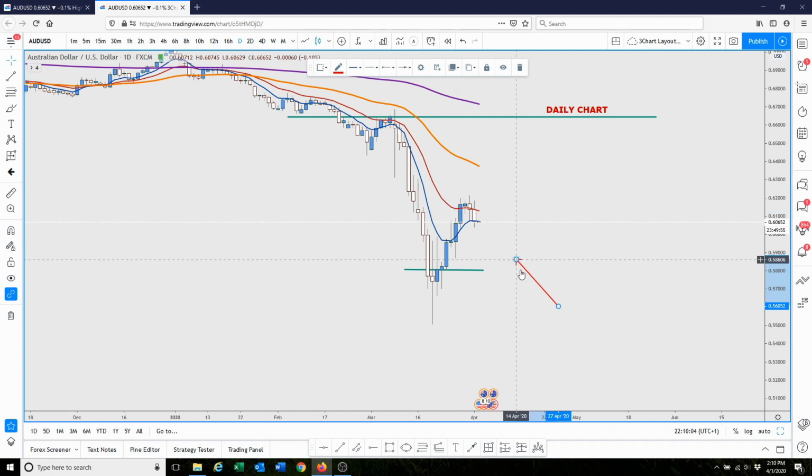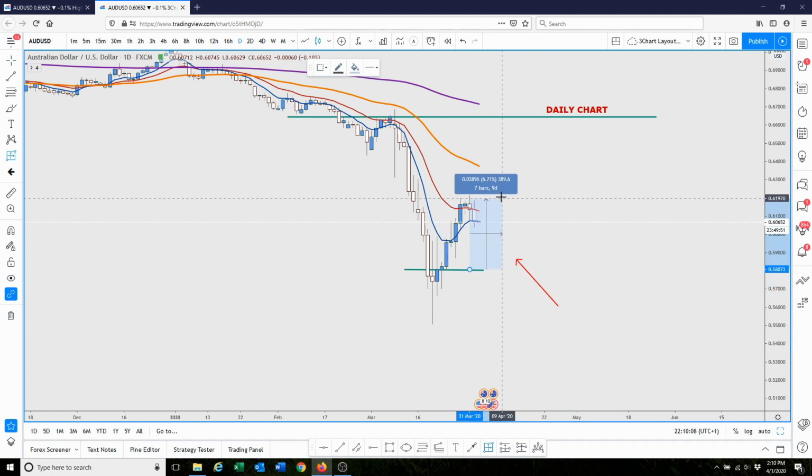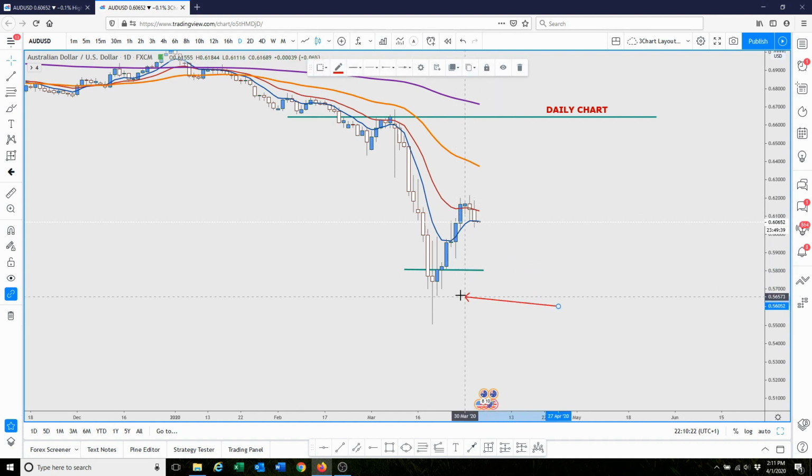And this could have been, we already measured it, a 400 pip win here, to the next lower high. So this went from a lower high to a lower low. This is essentially another lower high. So you could have seen the 3-pin formation and started buying.